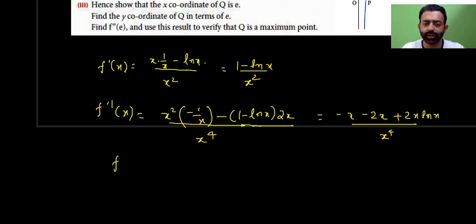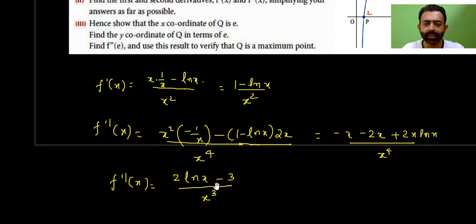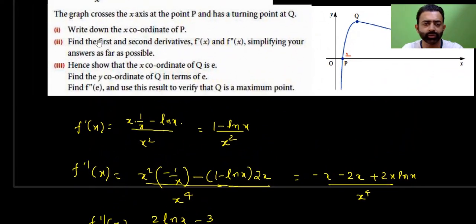So f double dash x is minus 3x plus 2x ln x. I can take x outside and that x will get cancelled with x raised to power 4. So I am writing directly that it is 2 ln x minus 3 upon x cubed. This is your second derivative. The second part is over. Let me write that the first part is just 1 comma 0. The x coordinate it was asking for is just 1.